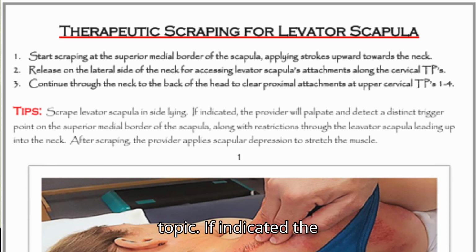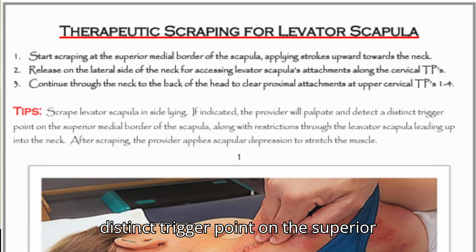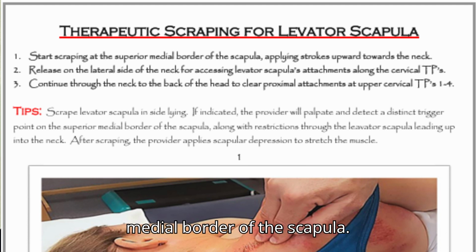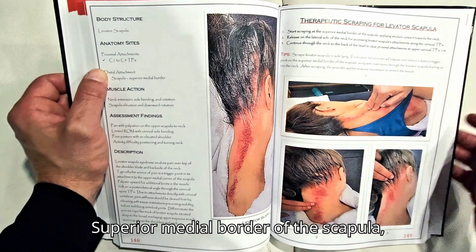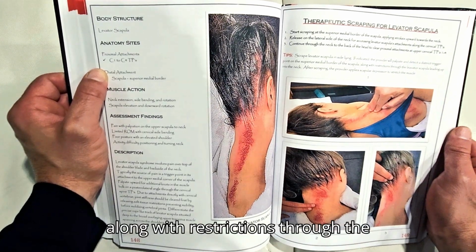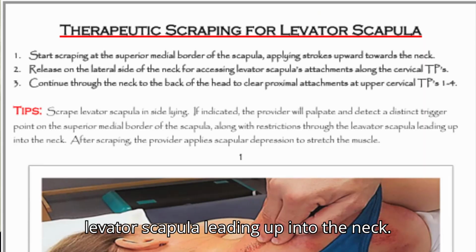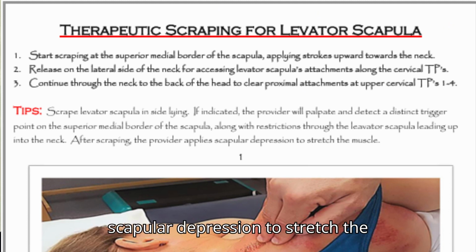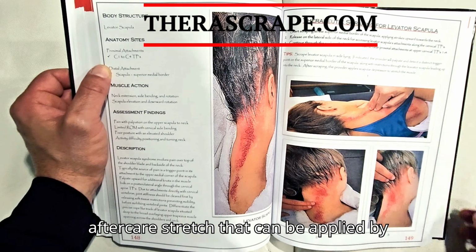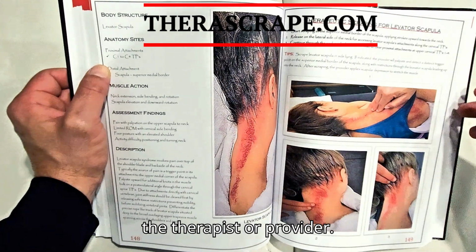If indicated, the provider will palpate and detect a distinct trigger point on the superior medial border of the scapula, along with restrictions through the levator scapula leading up into the neck. After scraping, the provider applies scapular depression to stretch the muscle. Generally, most of the tips will indicate an appropriate aftercare stretch that can be applied by the therapist or provider.